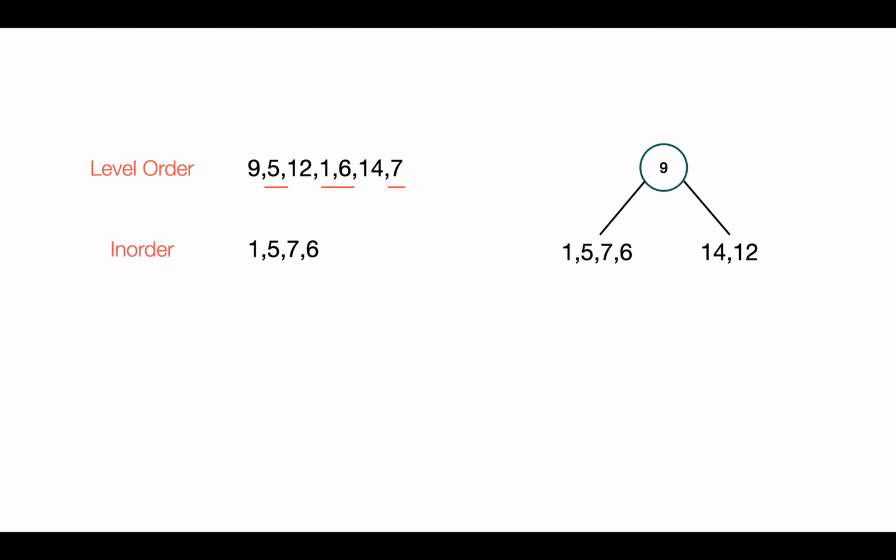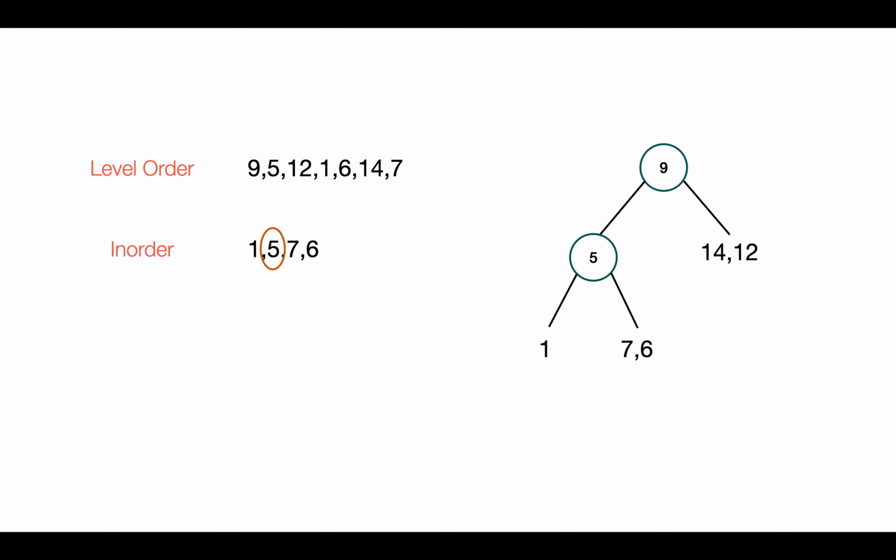Like for this in-order sequence of the left subtree, we find the value that appears first in the level order traversal, which is 5. So 5 will be the root, and all the values before this root will be in its left, and all the values after the root node will be in its right subtree.